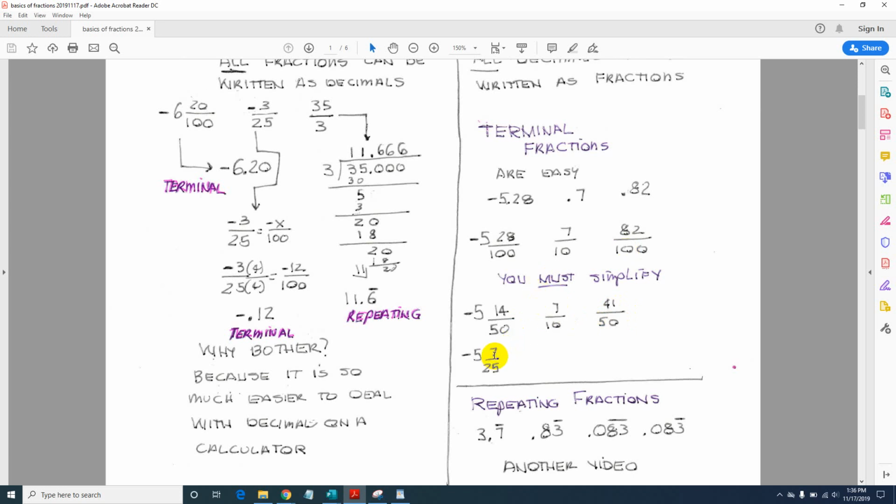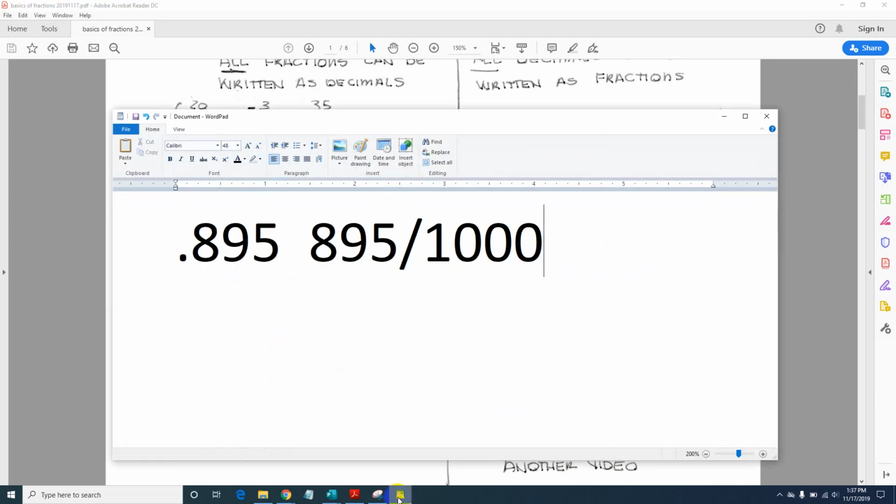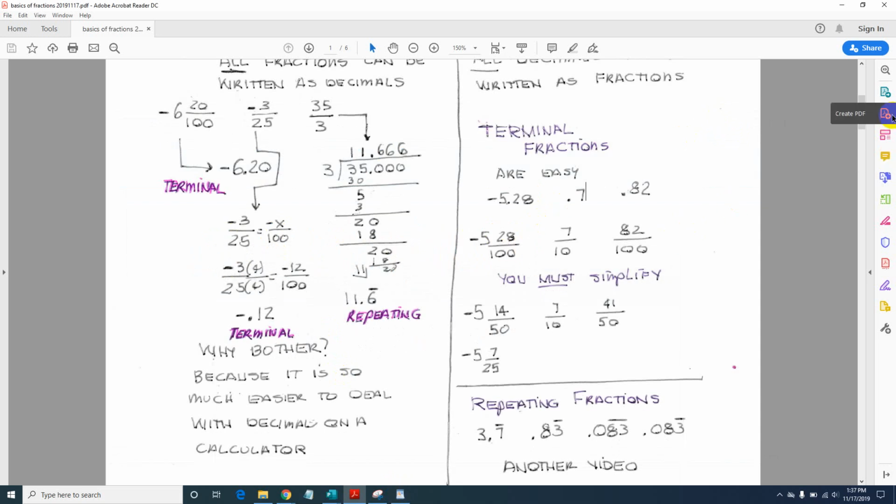Okay, right, 5 and 7/25. So same thing here. A 0.7 is only the tens place, so it's just 7 over 10. Done. 0.82, just like this one, except the digits are reversed. You do 82 over 100. Right? Exactly. I think I have an example. Oh yeah, look at this one. 0.895 goes to the thousandths place. So you just type 895 over 1,000. Problem done. Those are easy.